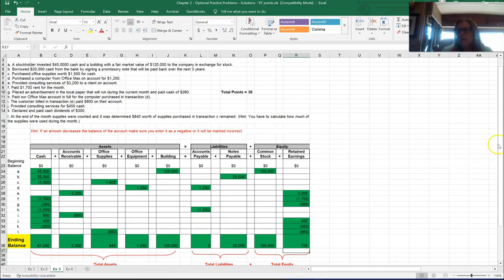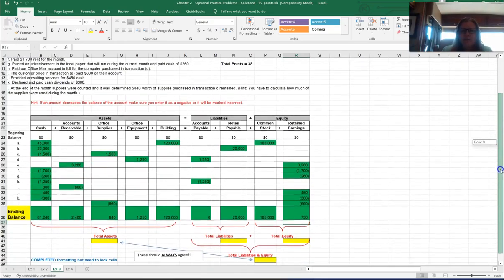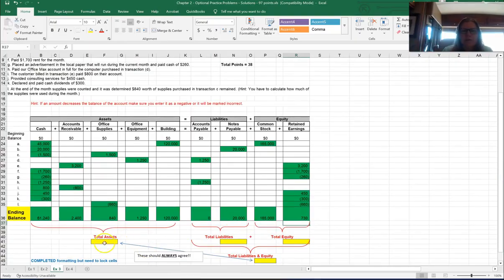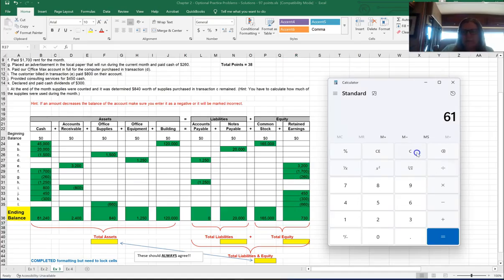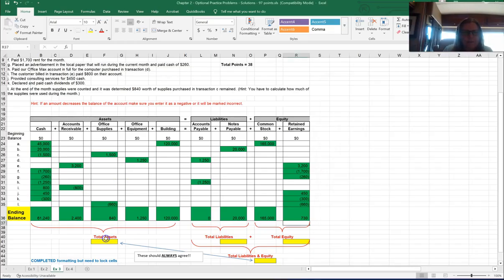$730. Okay, so then the next thing we have to do is prove that this accounting equation is still in balance. If the accounting equation is not in balance, if assets doesn't equal your total liabilities plus your total equity, then you've done something wrong in your transactions up there, and you have to go back and figure out what you did wrong. Either you added one of the columns wrong, or you didn't do one of the transactions correctly. So let's add up all of our assets. We have $61,240 plus $2,400 plus $840 plus $1,250 plus $120,000. So our total assets are $185,730.